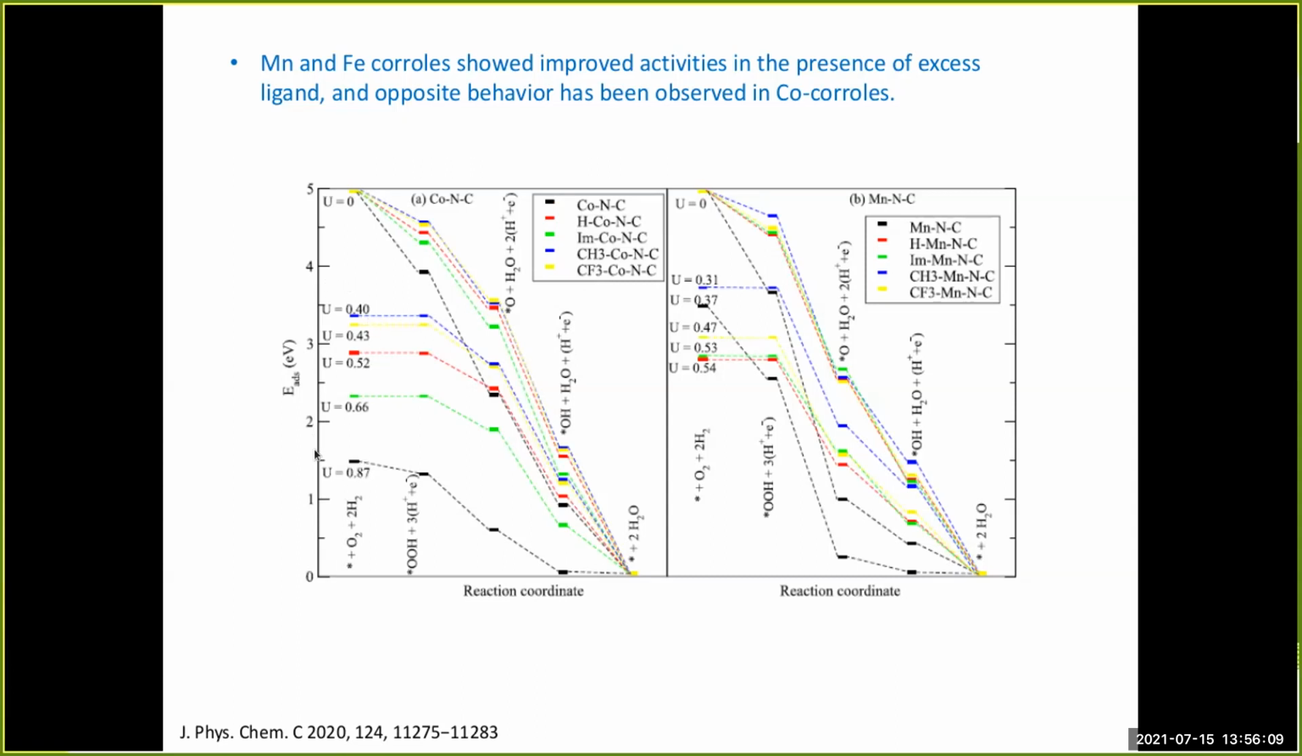This we call the onset potential. For the bare corrole, it is 0.87 volts. This is the highest, and once we incorporate the excess ligand, we observe decreased activity in the case of the cobalt corroles. This is for manganese complexes. Once we incorporate the excess ligand, we observe increased activity in the manganese complexes. Similar behavior has been observed in the iron complexes also. This means excess ligand improves the activities of the manganese and iron complexes.